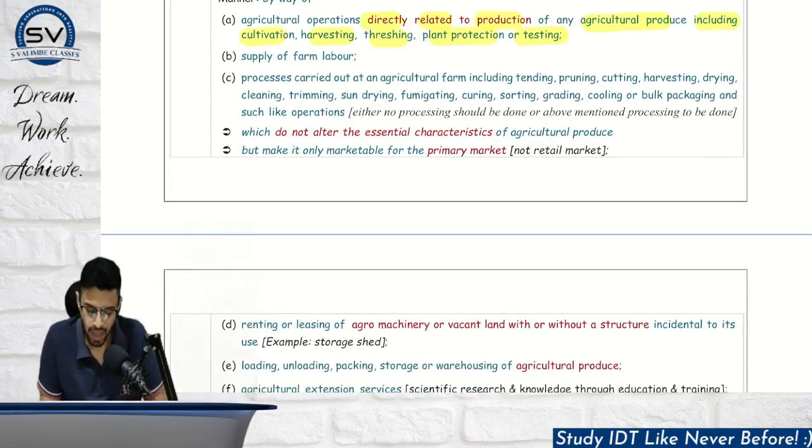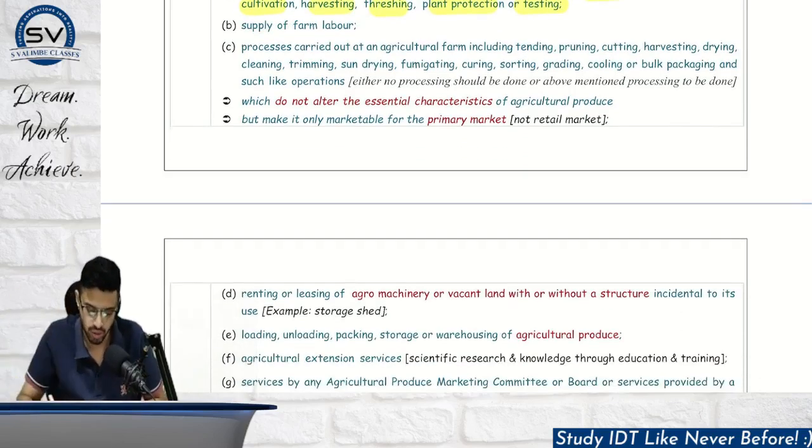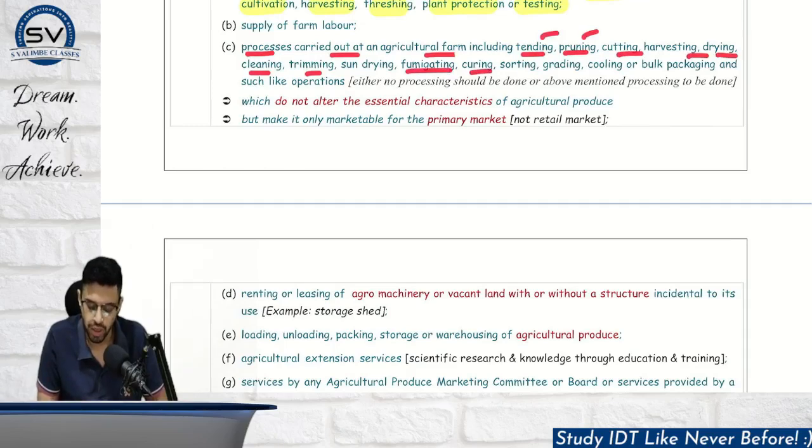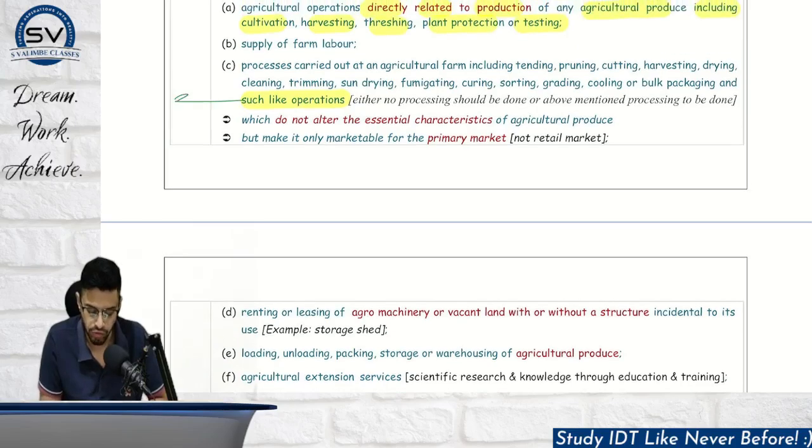Next, supply of farm labor. So I am providing labor who is going to work on a farm of someone. I am going to charge something, no GST on that. Processes carried out at agriculture farm including tending, pruning, cutting, harvesting, drying, cleaning, trimming, sun drying, fumigating, curing, sorting, grading, cooling, bulk packaging and such like operations. All these operations again are directly related to farm and production. So basically like this only, farm and production. So focus on the ground level farmer.